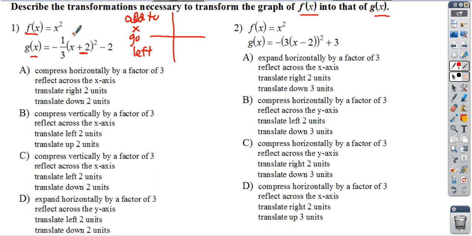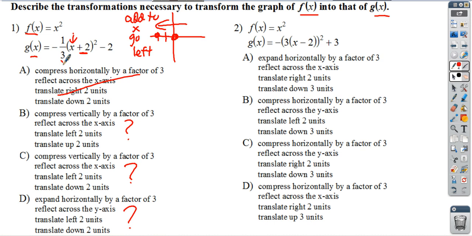And here's why. Remember the vertex occurs when that parentheses equals 0. What x value would make the parentheses 0? And the answer is -2. So if you're at a graph where x equals 0 and you suddenly move to -2, which direction did you just go? You just went to the left. So that plus 2, add to x, go left, that means we're going left 2. So this one is wrong, because that says right 2. This one is a possibility. So is this one. And so is this one. So at least we eliminated one thing.